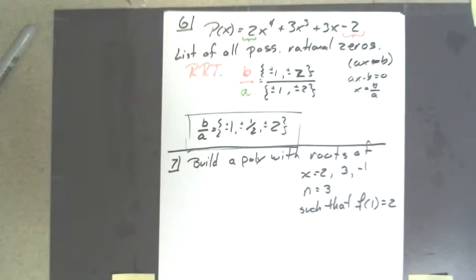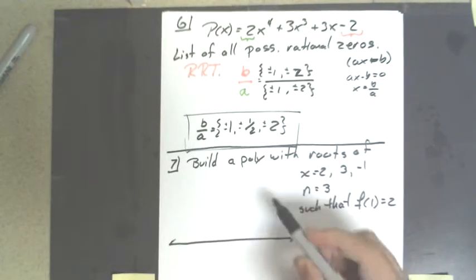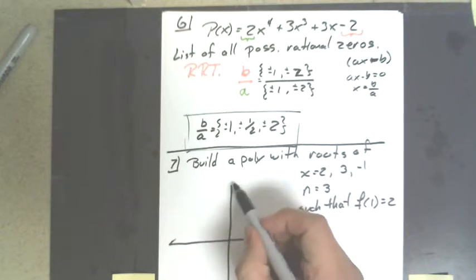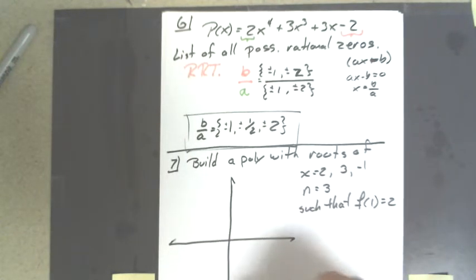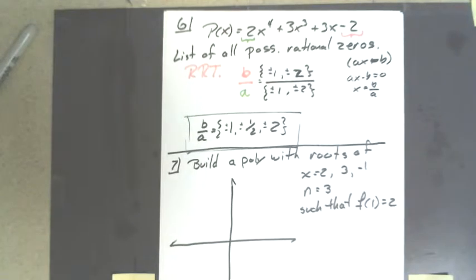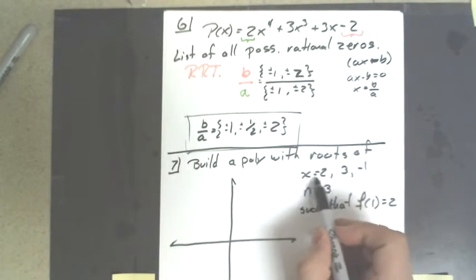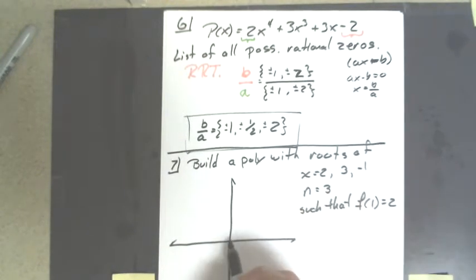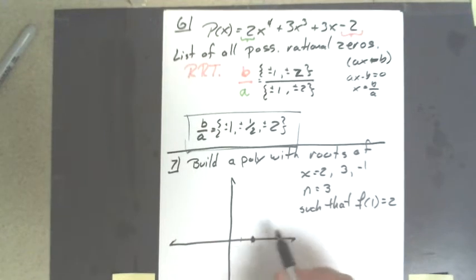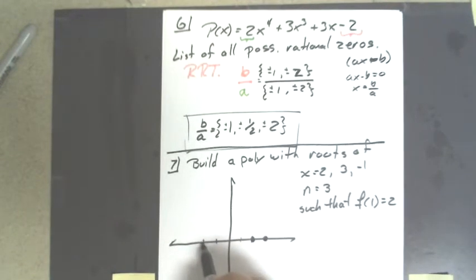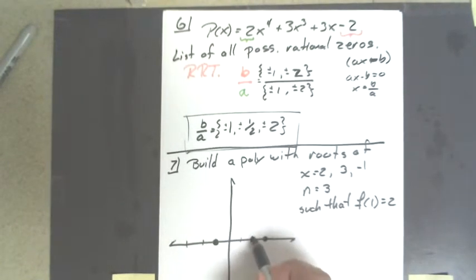So if we look at what we're being asked here, we are asked to build a polynomial that has roots of 2, 3, and negative 1. Now roots are the same thing as x-intercepts, or the same thing as zeros. So it should have an x-intercept, a zero, a root, at 2, at 3, and at negative 1. So it should have zeros in those 3 spots.